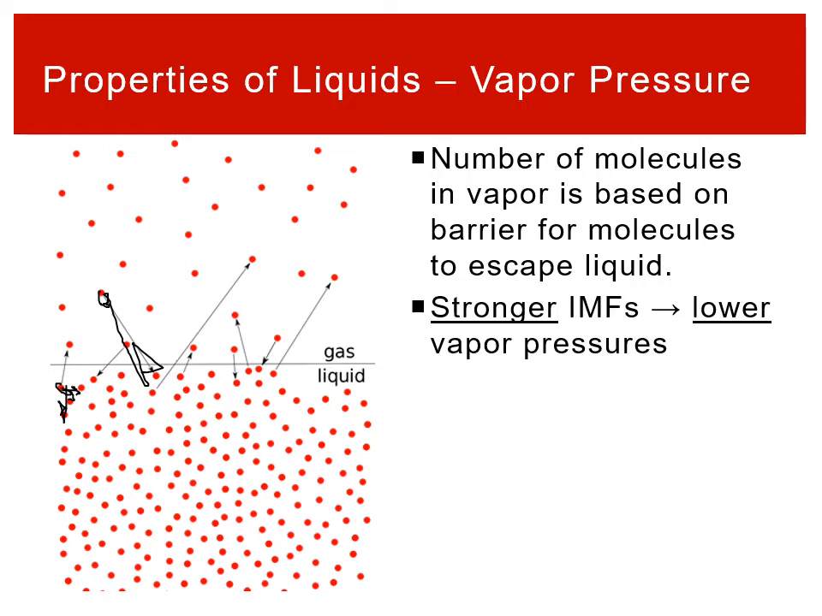So stronger intermolecular forces lead to lower vapor pressures. Molecules would prefer to stay in the liquid where there are strong intermolecular forces. They're attracted to their neighbors. Conversely, low intermolecular forces lead to high vapor pressures.